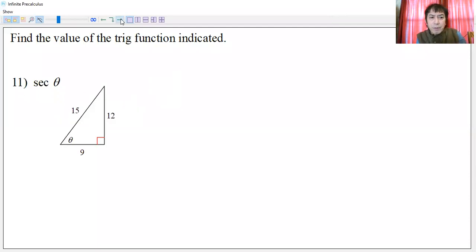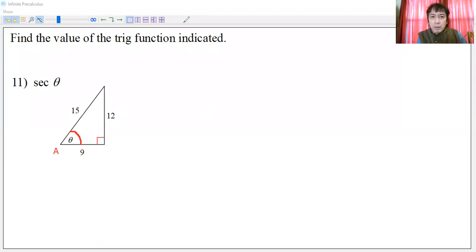Here's number 11. We have another drawing. Find the value of the trigonometric function. So you see, we will be only solving cosecant, cotangent, and secant. These are the reciprocal functions, okay? Reciprocals. Okay, so secant of theta, we shall put the label. This is our angle A, and the angle we're talking about is this, there, okay? All right, so we're going to find the secant of this angle.